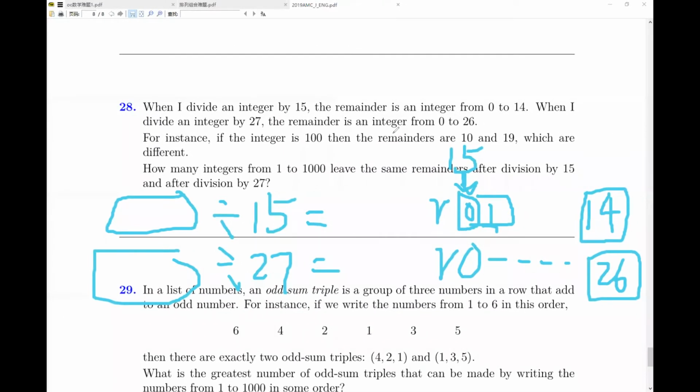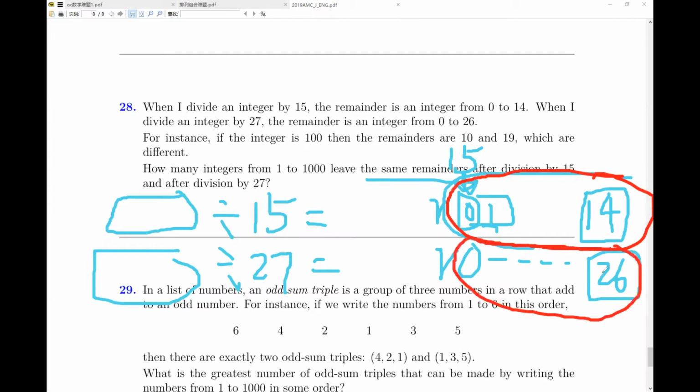If we know this, because we need the remainder to be the same, right? Same remainder. Because it's the same remainder, the range should be within 0 to 14, and also within 0 to 26. So what's the common part? That's from 0 to 14.